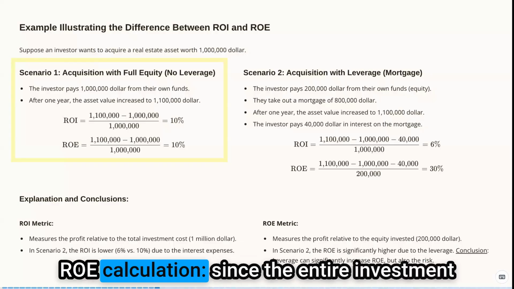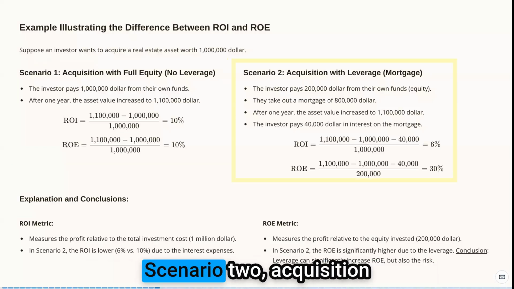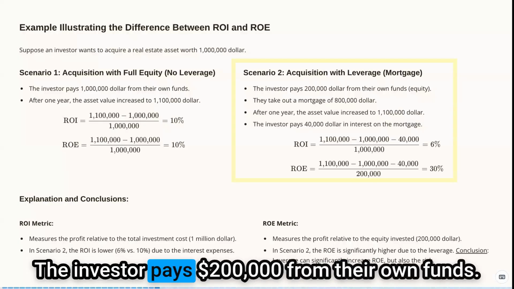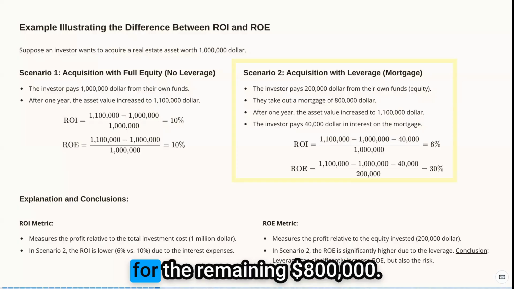ROE calculation: since the entire investment was equity, ROI and ROE are the same. Scenario 2: acquisition with leverage, mortgage. The investor pays $200,000 from their own funds. This is their equity. They take out a mortgage for the remaining $800,000.